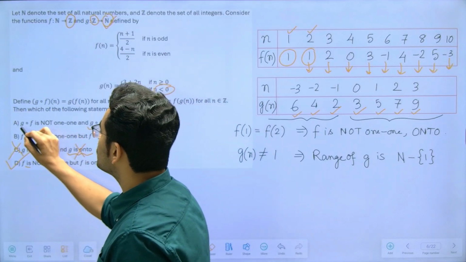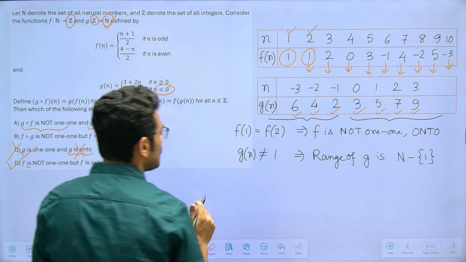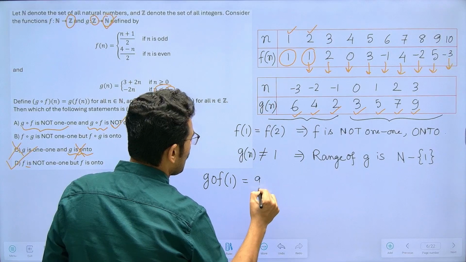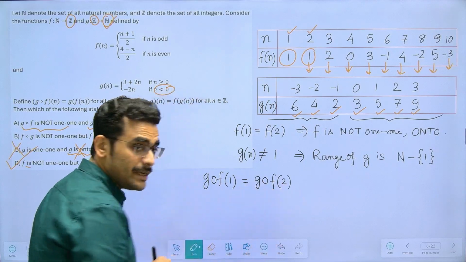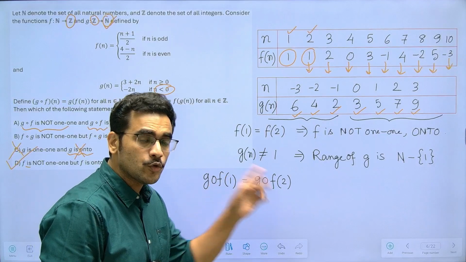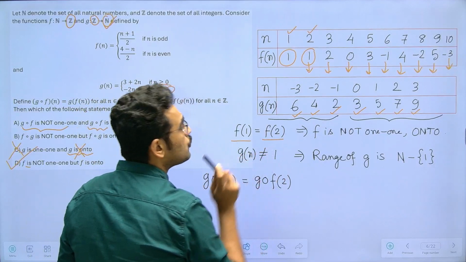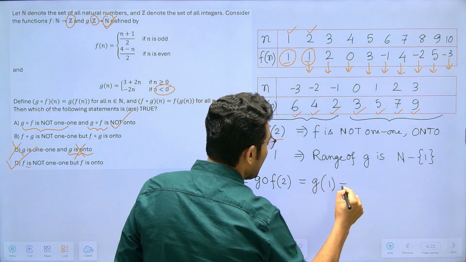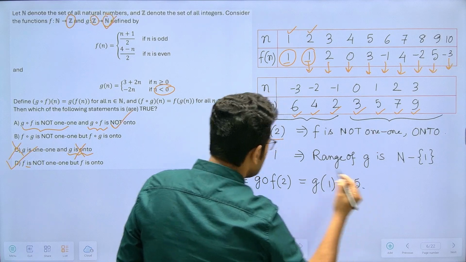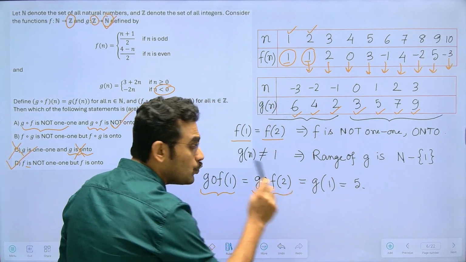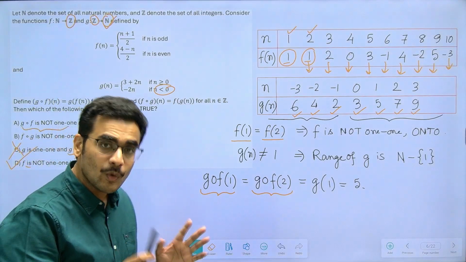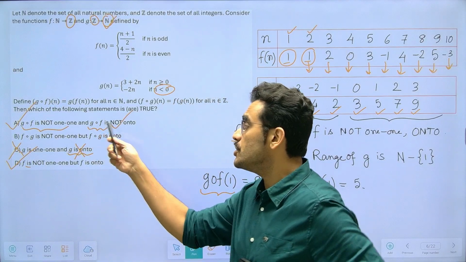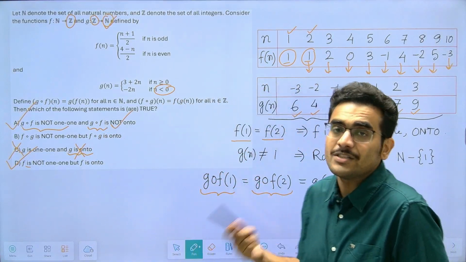And if you see the first part, that G of F is not 1-1, that is also correct, because G of F1 and G of F2 will be equal, since F1 is equal to F2 equal to 1. That means both these values will be equal to G1, which is nothing but 5. So G of F1 and G of F2 are same. That means G of F is not 1-1. So option number 1 is definitely correct. G of F is not 1-1, and G of F is also not onto.